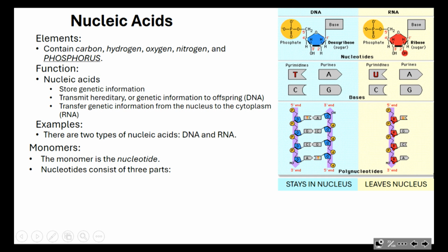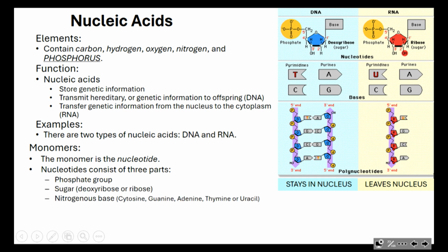Here's where it gets a little bit more confusing: you also have to know what nucleotides are made up of. There are three parts of a nucleotide. Does anyone remember those three different parts? I said it a couple times, so it's a sugar, a phosphate, and a nitrogen base. Nucleotides are made up of a sugar, a phosphate, and a nitrogen base.